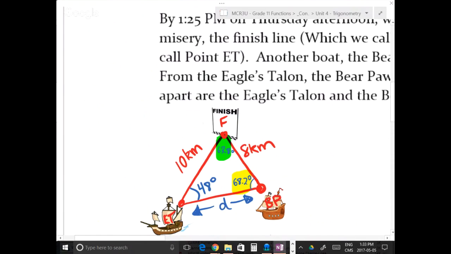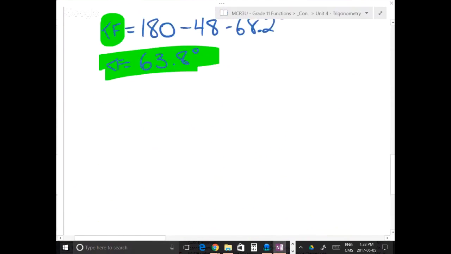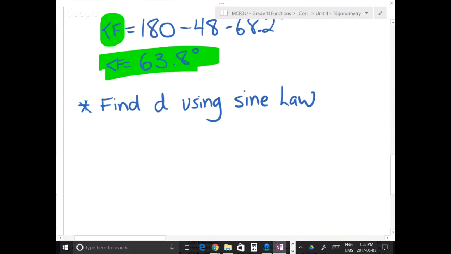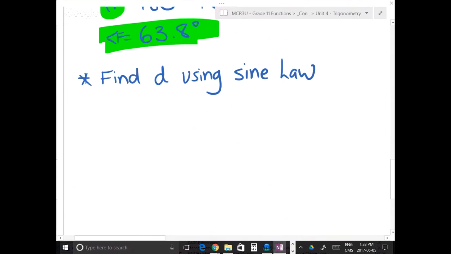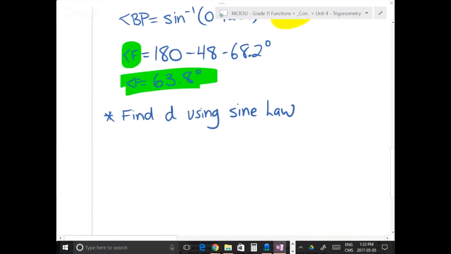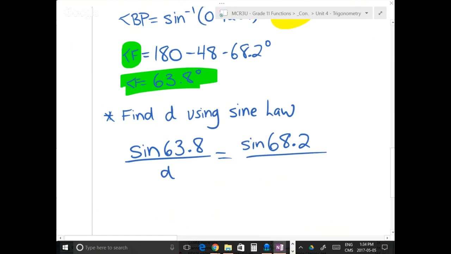Cool. Now, if I want to find D, I can just use what law again? Yeah, we can use sine law again. Find D using sine law for a second time. And what am I going to find? So we're going to say sine of what angle did we just get again? 63.8, and that should be divided by what? Yeah, that should be divided by our distance, and that should be equal to what? You can pick any of the other pairs, doesn't matter. Sine 68.2, divided by what? Good. And then when we go to solve for D, what should it equal?